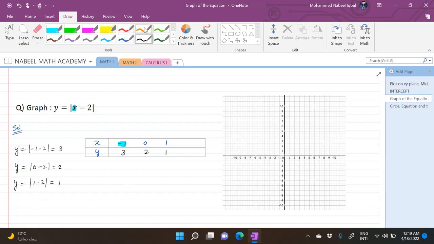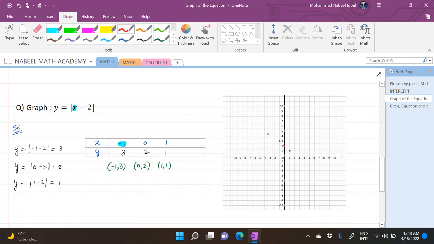Now what are the points you have? The points are -1, comma 3. Then 0, comma 2. Then 1, comma 1. If you plot the points, what happens here? x equals -1, y equals 3, it will be here. The next one, 0, comma 2, it will be here. And 1, comma 1, it will be here.